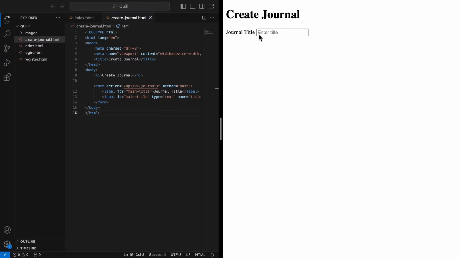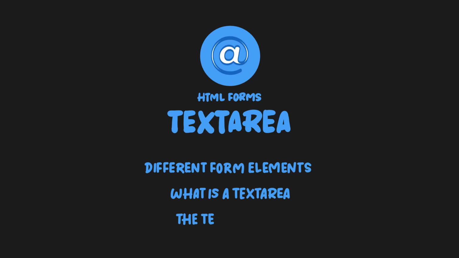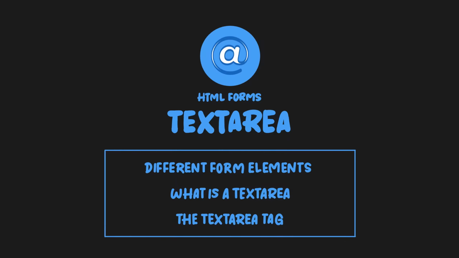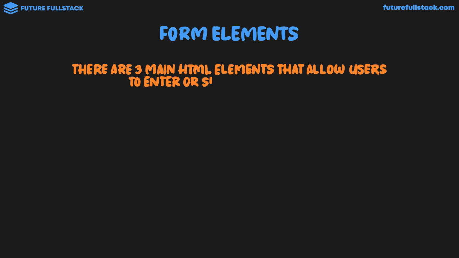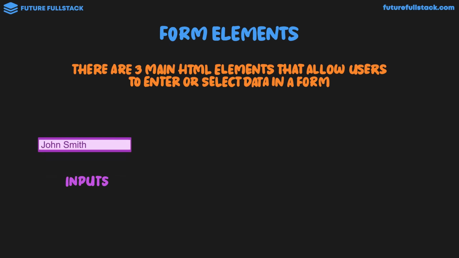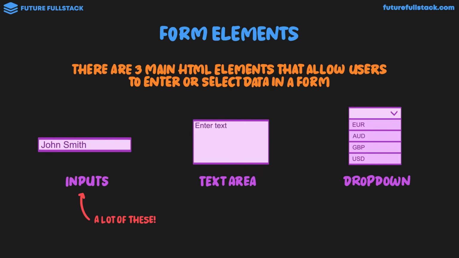Now we'll dive into creating larger input fields for user text with the help of text area. We'll be discussing different form elements, what is a text area, and the text area tag. So just a reminder on the different form elements. There are 3 main HTML elements that allow users to enter or select data in a form. We have inputs, which we saw in the previous chapter, and if you remember, there were a lot of these. The second is dropdowns, which we will look at in the next chapter. And then there is a text area, which we will be looking at now.